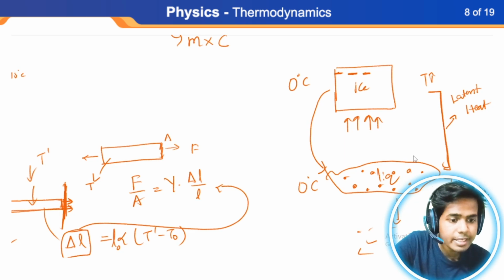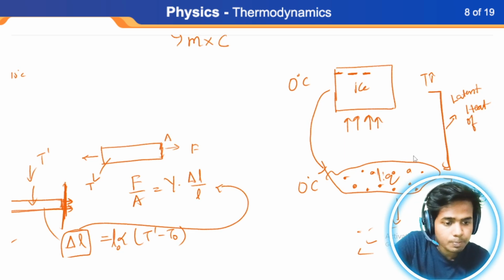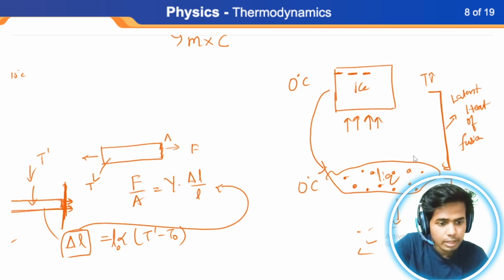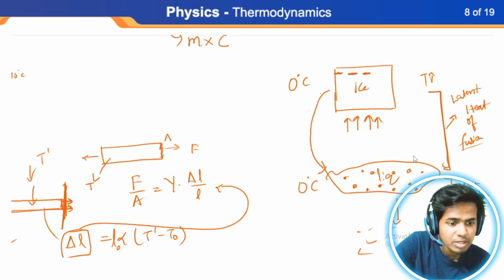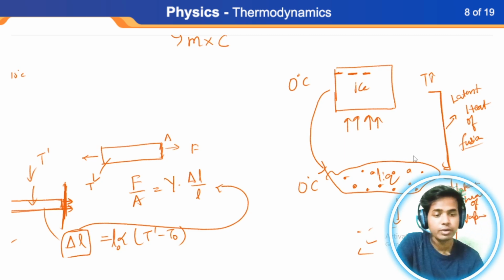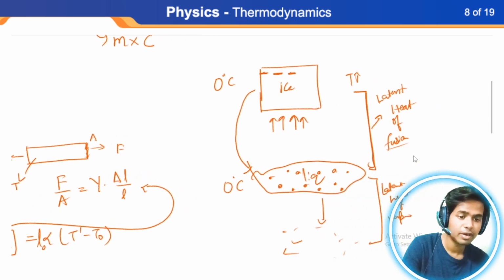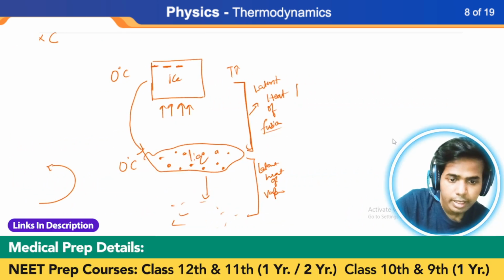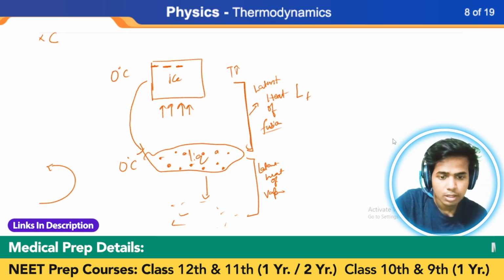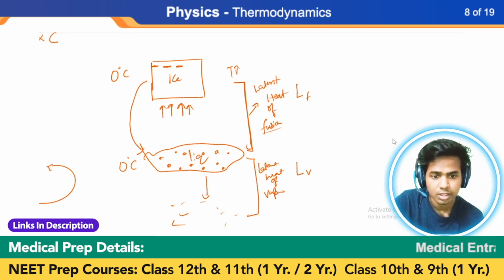Now, latent heat of fusion and latent heat of vaporization. Heat of fusion means from solid to liquid, and vaporization means liquid to gaseous form. So these two values will be different. Let's take them as latent heat of fusion and latent heat of vaporization.